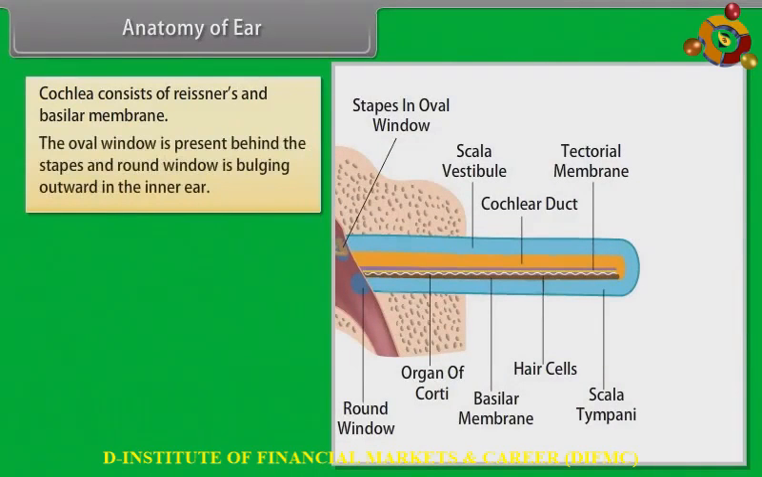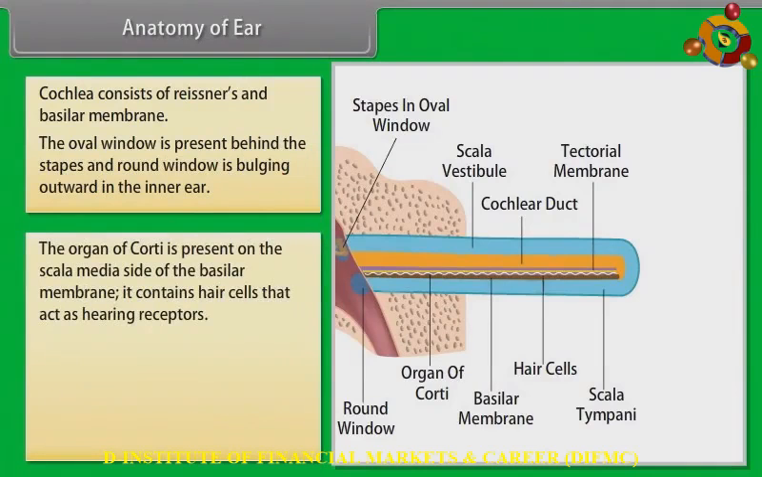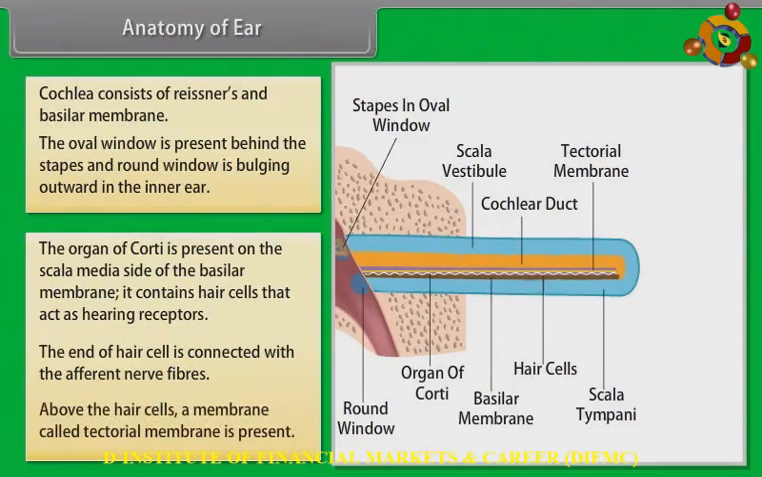The oval window is present behind the stapes, and the round window bulges outwards in the inner ear. The organ of Corti is present on the scala media, on the basilar membrane. It contains hair cells that act as hearing receptors. The end of a hair cell is connected with afferent nerve fibers. Above the hair cells, a membrane called the tectorial membrane is present.